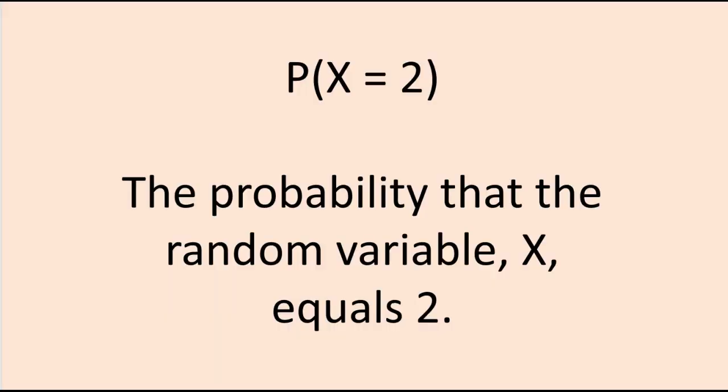We will use capital letters for the names of random variables and lowercase letters to represent the actual values the variable may take. For example, if we are interested in seeing the probability that the random variable X takes the value 2, we use the notation from earlier to write P, open parentheses, which represents the probability. Inside the parentheses, we have X is equal to 2. Read as a sentence, this says the probability that the random variable X equals 2.